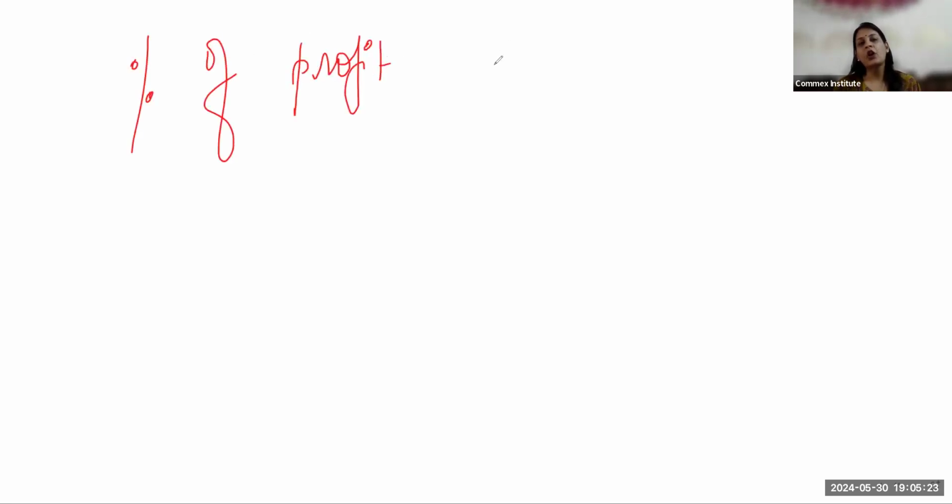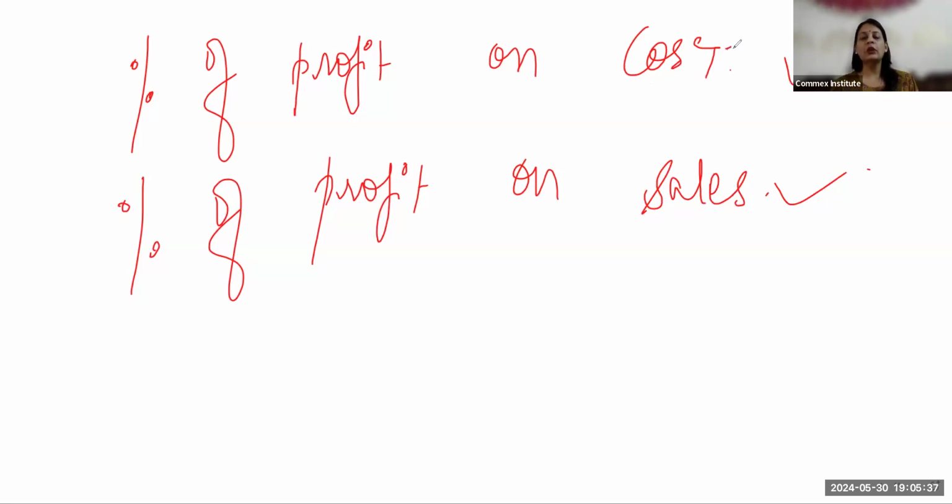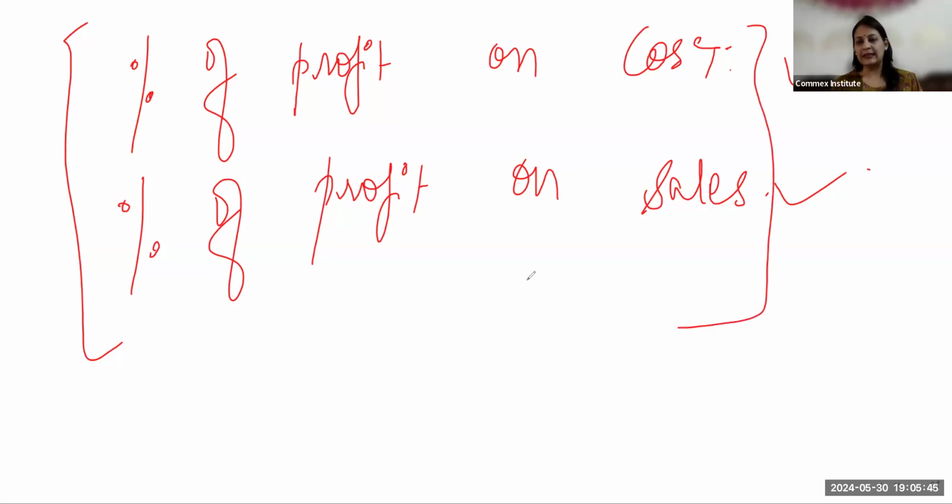We are going to do a very important concept, and that is percentage of profit on cost and percentage of profit on sales. A very important topic I'm going to discuss in the next class. This is not only important for this chapter, but for your last chapter and throughout 12, we'll be using this concept. So this concept is very important, which I'll be discussing in the next class.